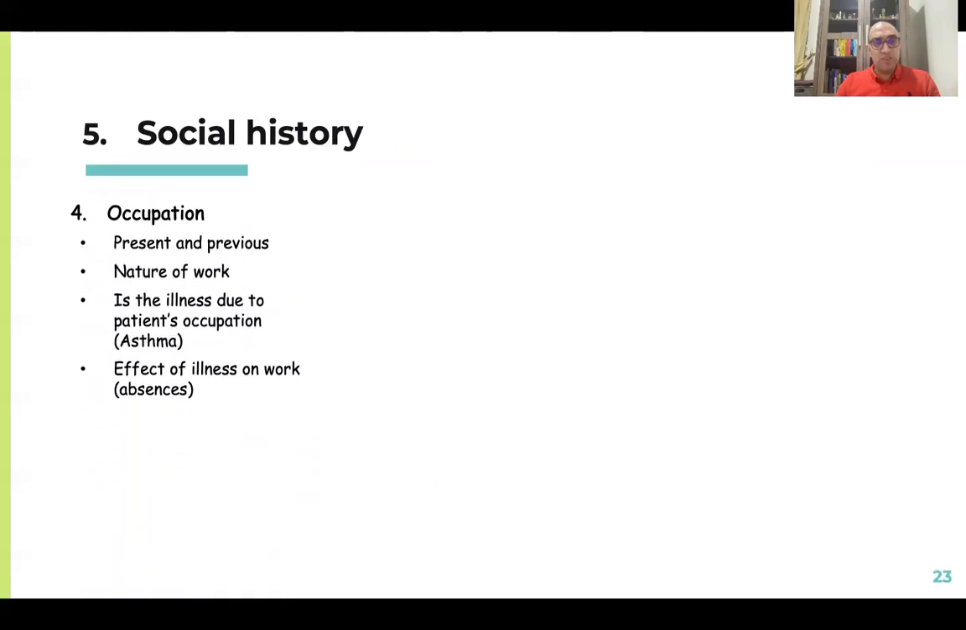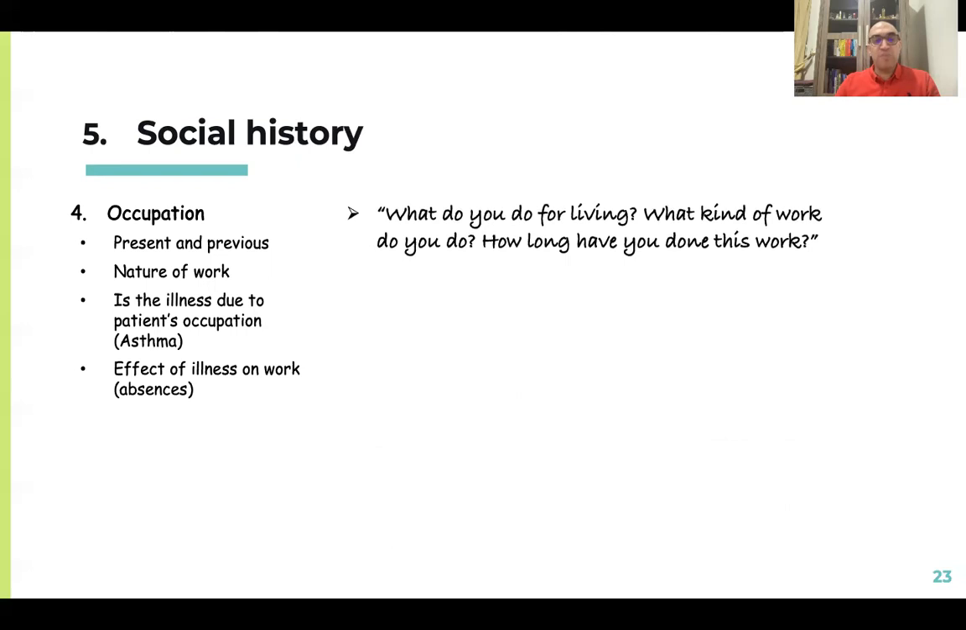Also for occupation, you have to ask about present and previous occupation. What is the nature of work? Is the illness due to the patient's occupation, like in some cases of asthma, and the effect of illness on work, if there is absence? What do you do for a living?